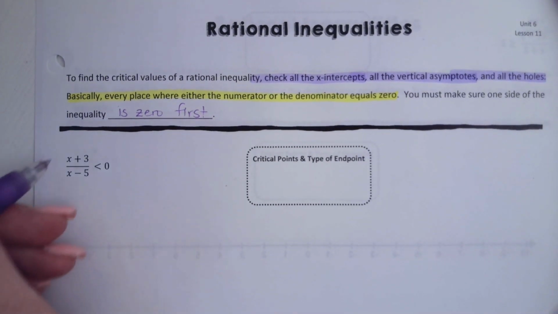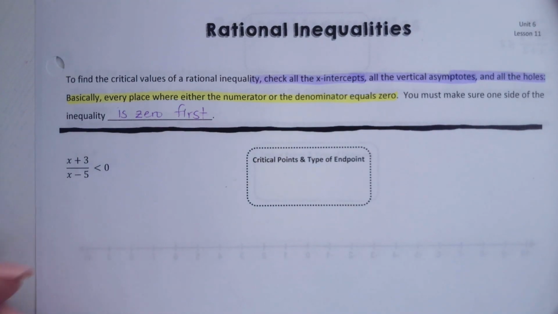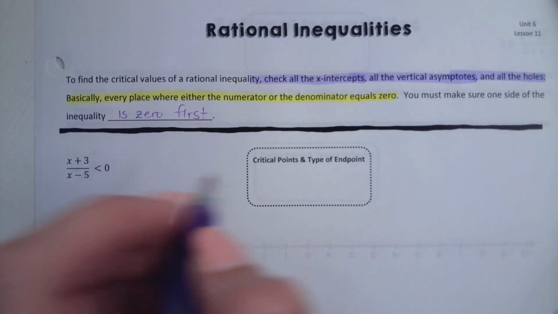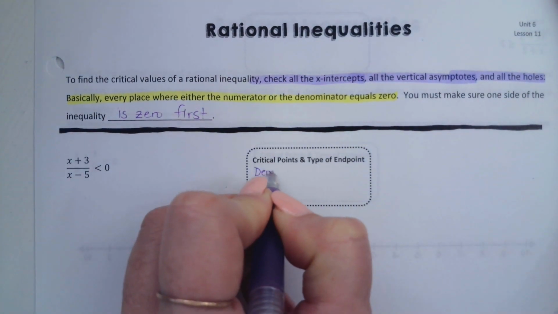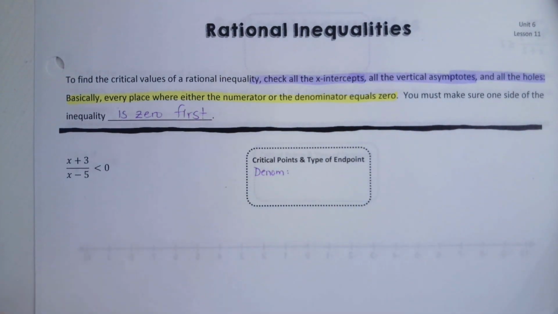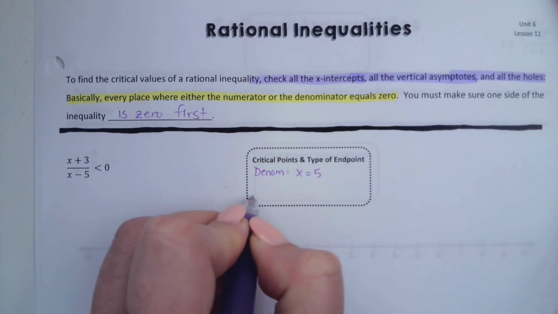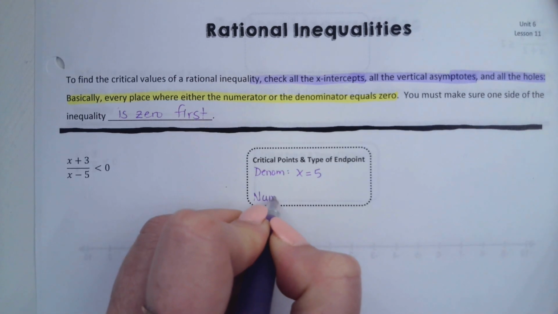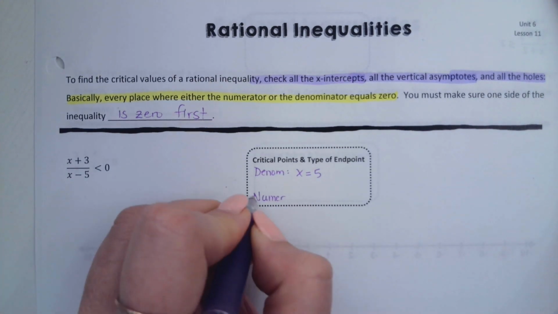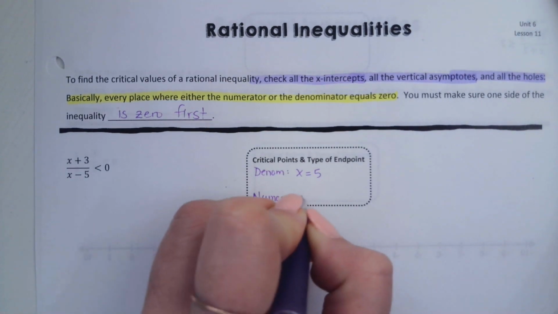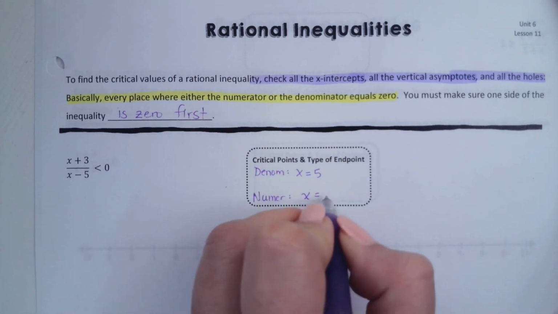So thinking about this inequality here, there's two numbers that would make a numerator or a denominator equal to 0. 5 and -3. Very good. The number that would make the denominator equal to 0 is going to be a 5. X equals 5. The number that would make the numerator equal to 0 is going to be x equals what?